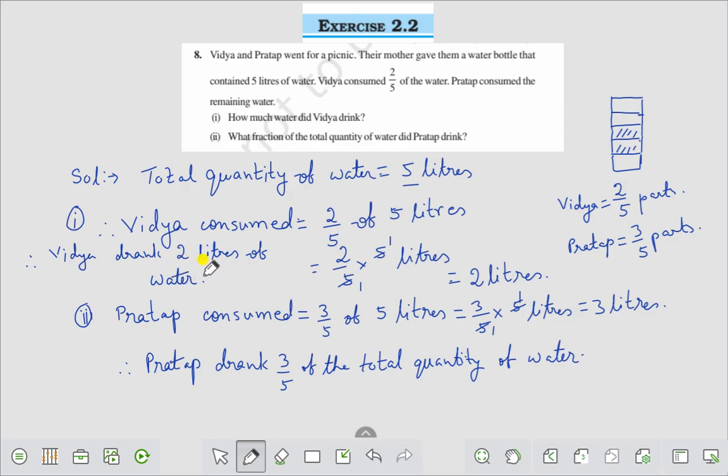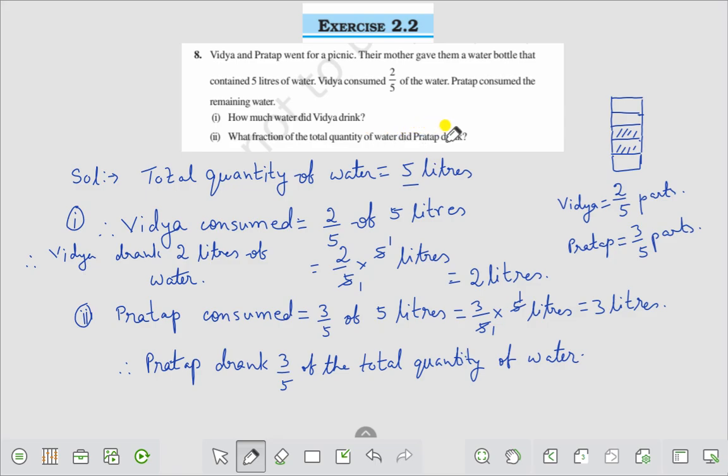Here you see the total quantity of water is 5 liters. Vidya consumed 2 by 5 of the water, that is 2 by 5 parts. Therefore, Pratap used 3 by 5 parts. Therefore, Vidya consumed 2 by 5 of 5 liters. That is 2 by 5 into 5, that is 2 liters. Therefore, you can say that Vidya drank 2 liters of water.